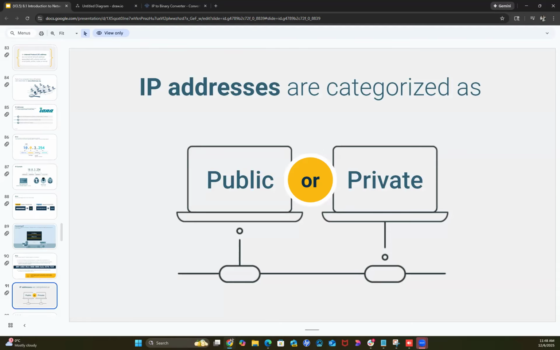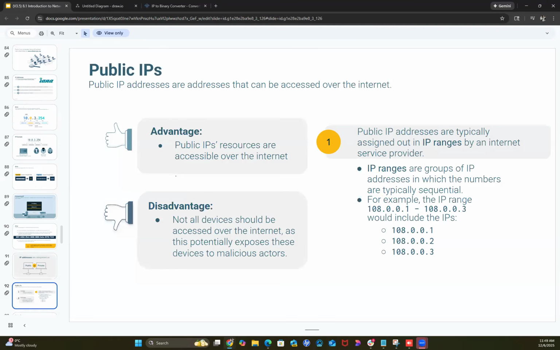So public and private IP addresses are categorized. One is public and another is private. Public IP addresses are any addresses that can be accessed over the internet. This is the public IP. Public IP advantage: they are beneficial because their resources are accessible over the internet. Disadvantage: not all devices should be accessed over the internet, as this access potentially exposes devices to malicious actors.